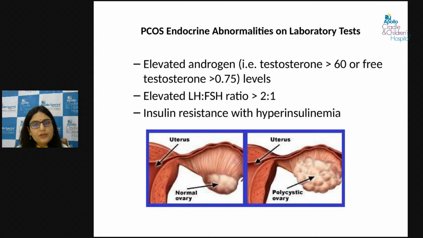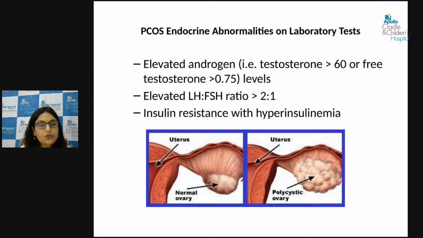PCOS endocrine abnormalities on laboratory tests. What are the tests which we usually suggest to a patient? If somebody is a PCOD patient, and you are on today's live show, if you go to the doctor, they usually give you a set of hormone investigations. What is the purpose of that investigation? Most of the time, we just want to see where you are at present, what the hormonal changes or hormonal levels are inside.